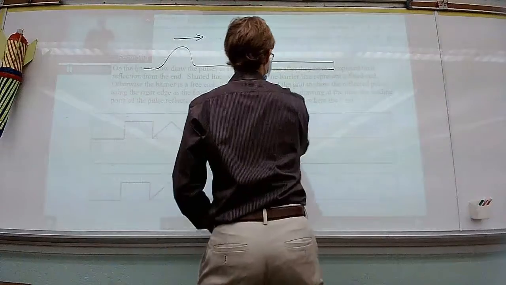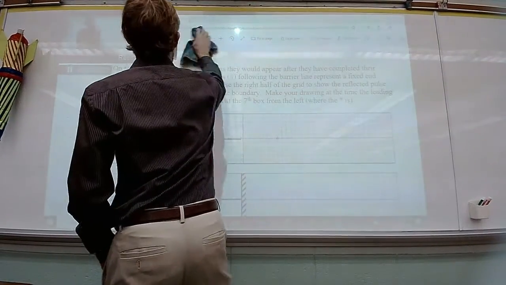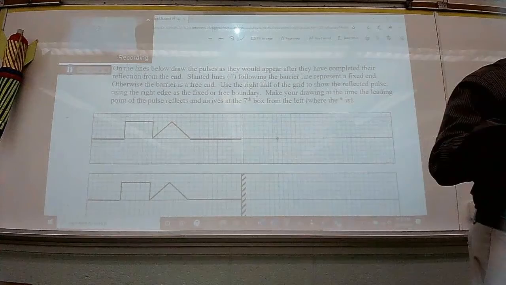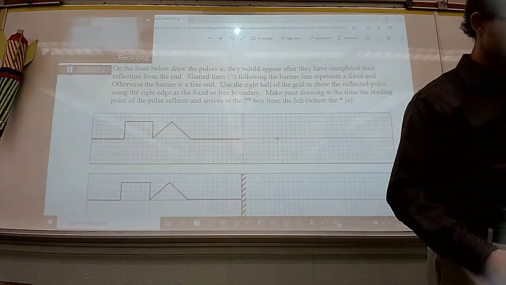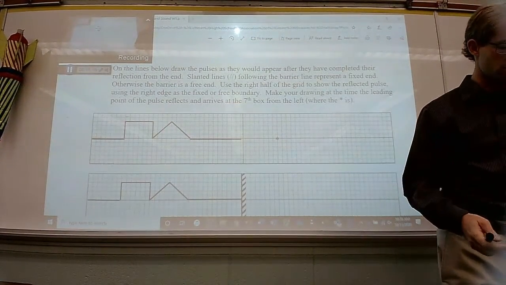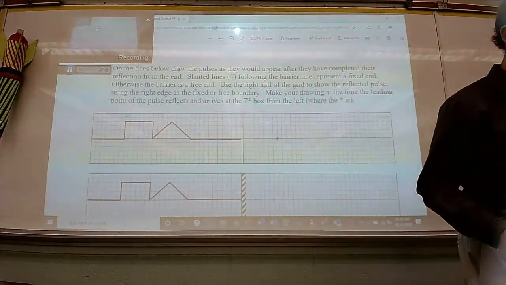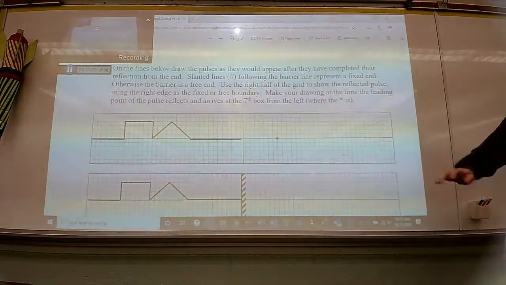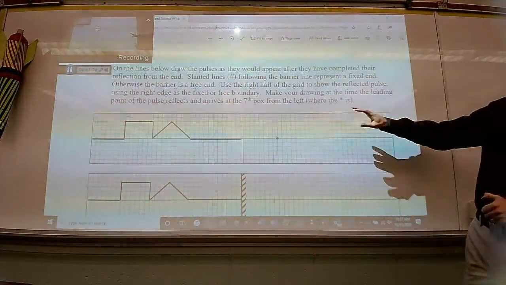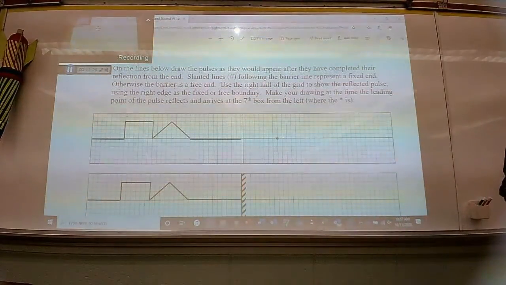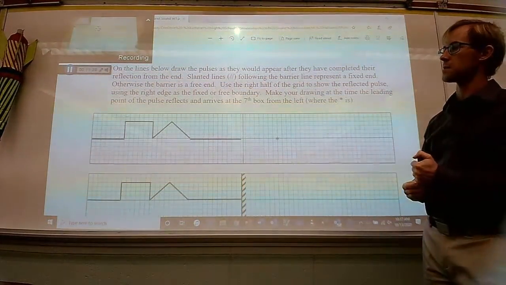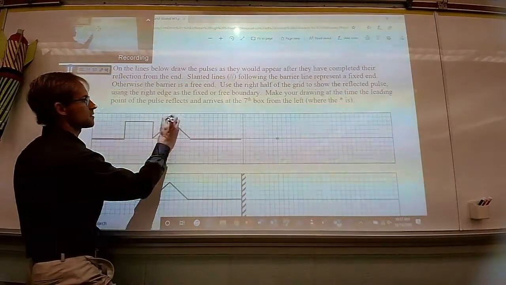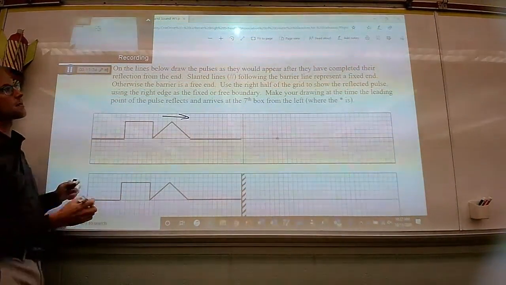So take a look at the back side of the homework. I'll show you the first example, and hopefully you can pick it up after that. All this stuff is just things that you should be able to figure out based on the notes from today. So on the back, it says, on the lines below, draw the pulses as they would appear after they have completed their reflection from the end. So you're beginning with this box. These waves are moving to the right.